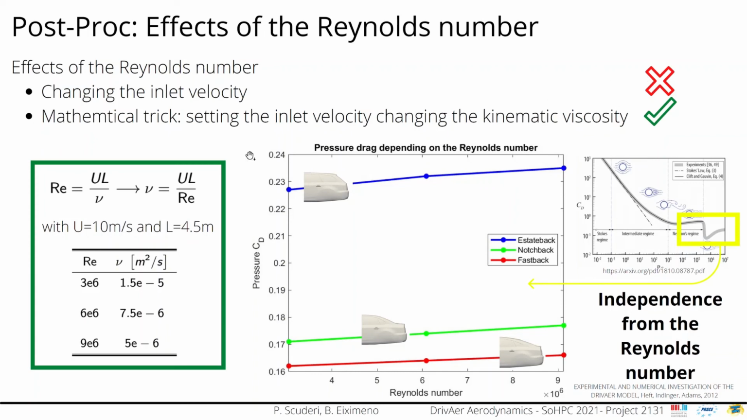In this part of our work, we analyze the effects of the Reynolds number, which is a typical dimensionless parameter used to express the ratio between the inertial and the viscous forces. Instead of changing the velocity boundary condition, we change the kinematic viscosity to obtain three different Reynolds numbers. Plotting our results, we perceive the independence of the CD value from the Reynolds number. This is a typical behavior of all the blunt bodies at high Reynolds number after the so-called subcritical crisis of resistance, in which the CD decreases suddenly as shown in the theoretical graph on the right.